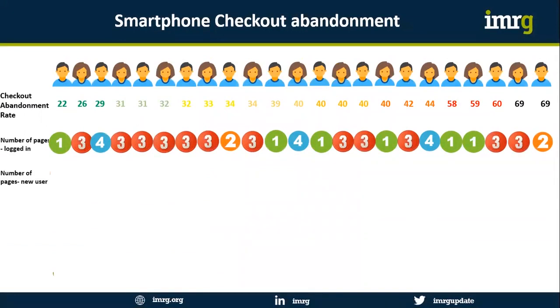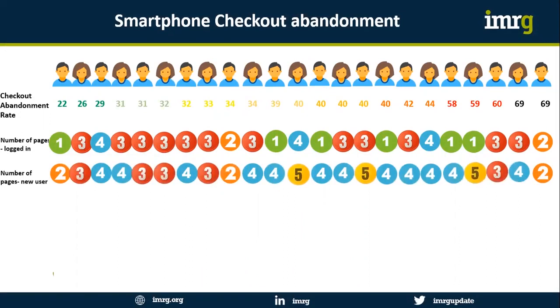And here, the number of pages for a new user. So that one was somebody who's logged in, who's already registered. And this is the same for somebody who's a new user. So you've got a few more pages on the checkout on average there. Some of them go as high as 5 in this case, and the 5s are all in the sort of bottom half of that. Quite a few 4s, but again, a lot of the 3s seem to be towards the higher end of performance.